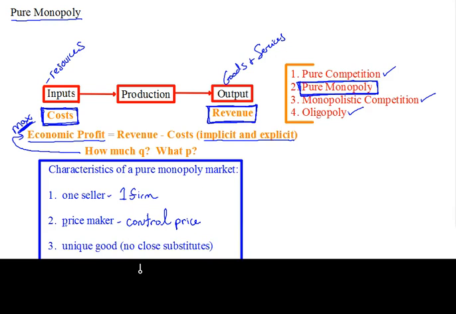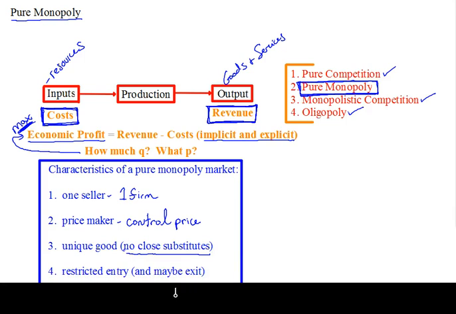Number three, they are a unique producer of the good. That is to say that there are no close substitutes to the good. There are no close substitutes. It's a unique good that they are producing. That's a characteristic of a monopoly.